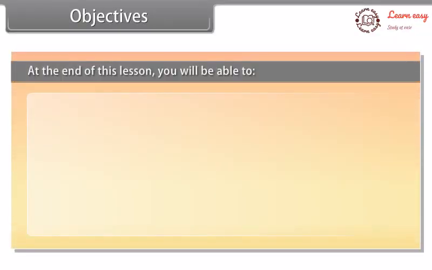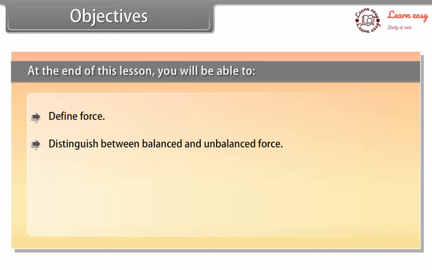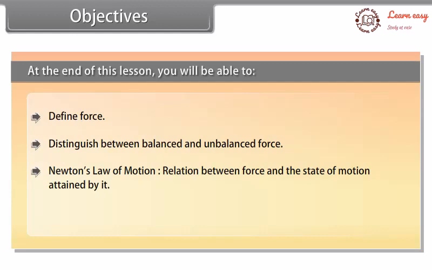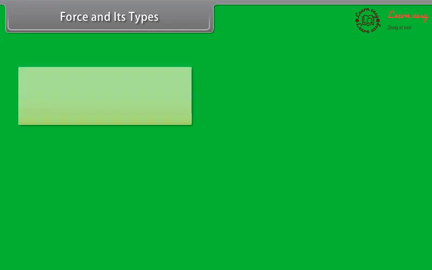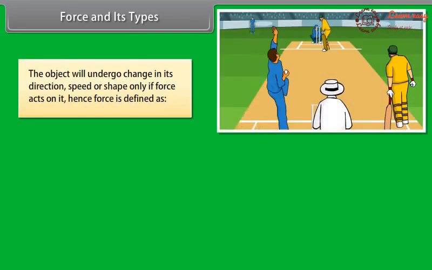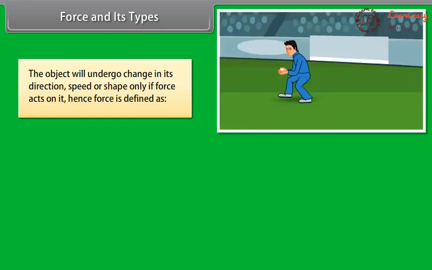Objectives. At the end of this lesson, you'll be able to define force, distinguish between balanced and unbalanced force, Newton's law of motion, relation between force and the state of motion attained by it, understand the conservation of momentum, force and its types. The object will undergo change in its direction, speed, or shape only if force acts on it.